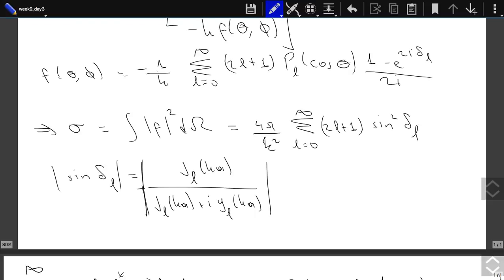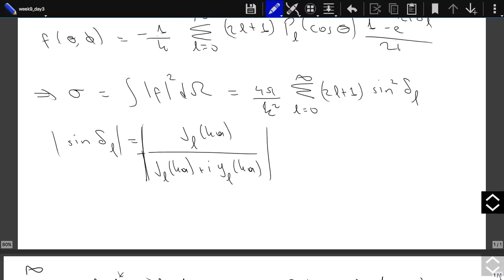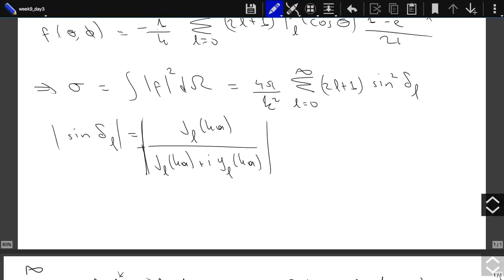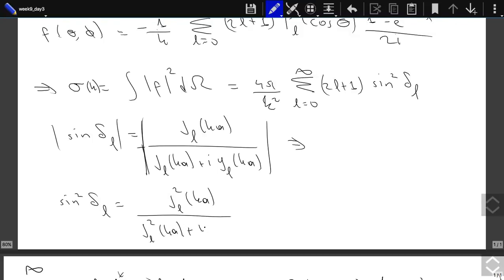Now one thing we wanted to do was to see how the differential cross section, which is a function of k, the energy of our incident particle, changes with k. Now let's look at two limits. First of all, let's look at how this thing behaves. From here we have the sine squared of delta L, which is equal to j_L squared ka divided by j_L squared ka plus y_L squared ka.